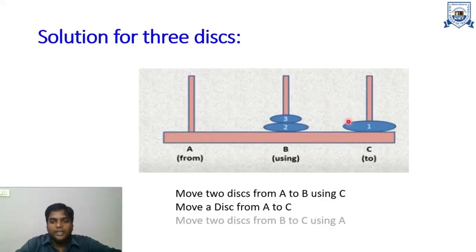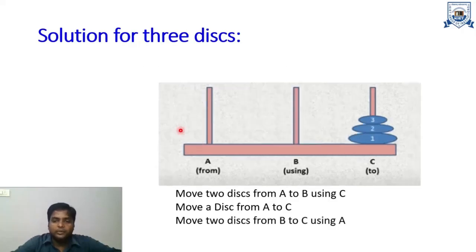Now what do we have to do? We have to move these two disks from tower B to tower C, and here tower A will be used. So we move these two disks from tower B to tower C. This is the way through which we can move three disks from one tower to another tower.